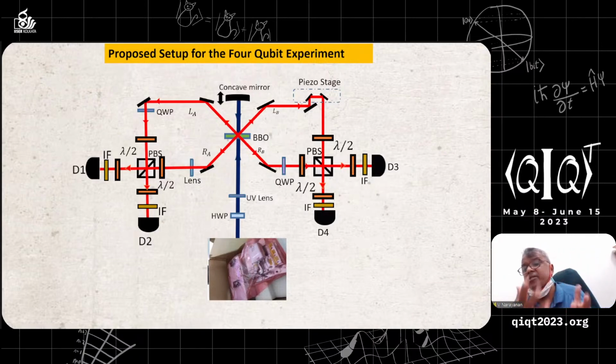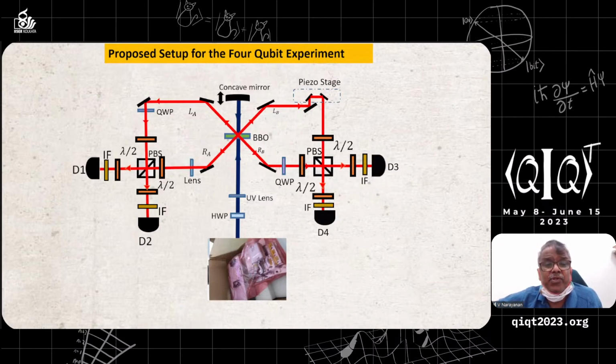And similarly, as I explained, one can use certain projective measurements. Otherwise, one has to do very, very complicated 16 cross 16 projective measurements to get the density matrix. So we will be employing this, and as things progress, that is the objective under this DST supported quiz proposal.